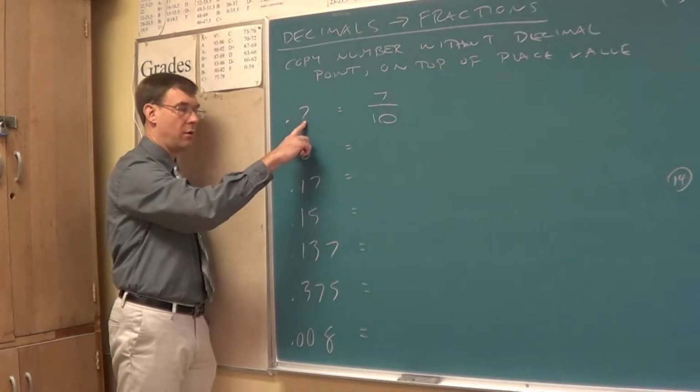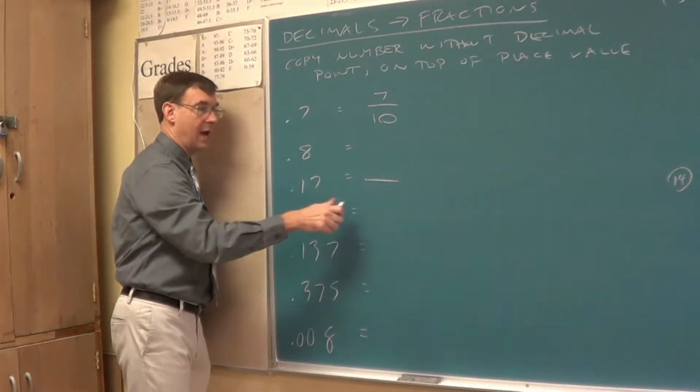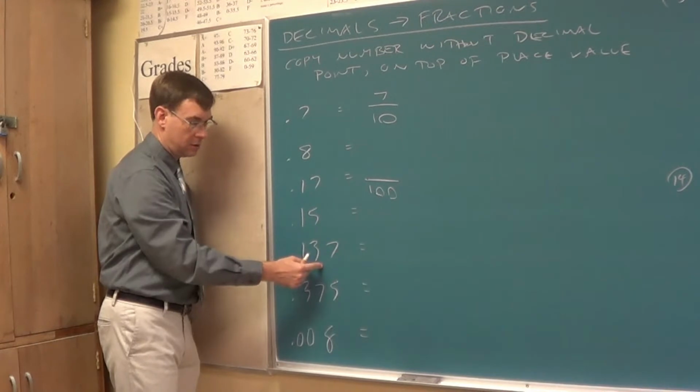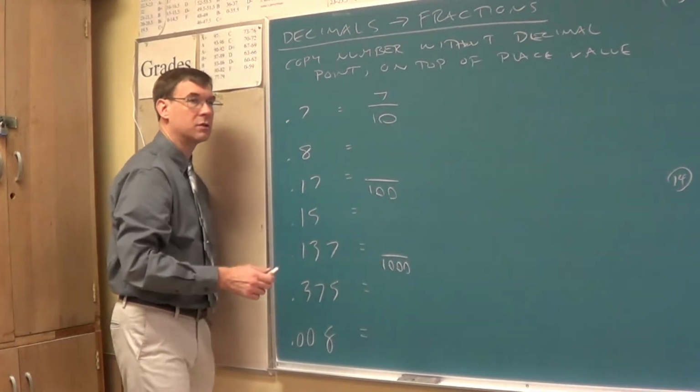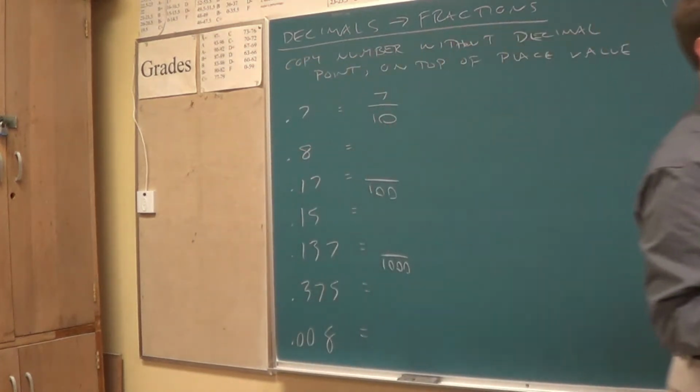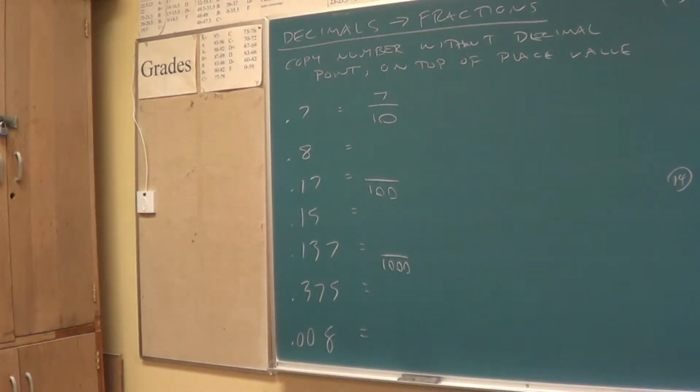Tenths has a single zero. Hundredths has 2 zeros. This is going to be the thousandths because it has 3 zeros. The amount of zeros is the same as the amount of spaces that you use.